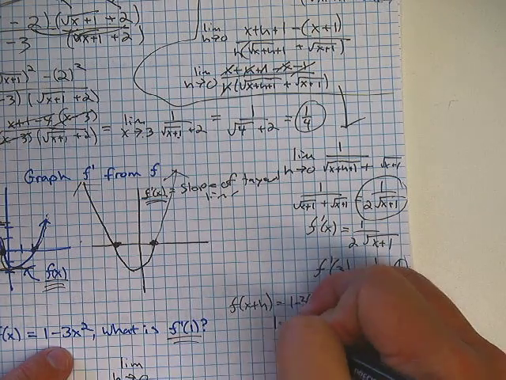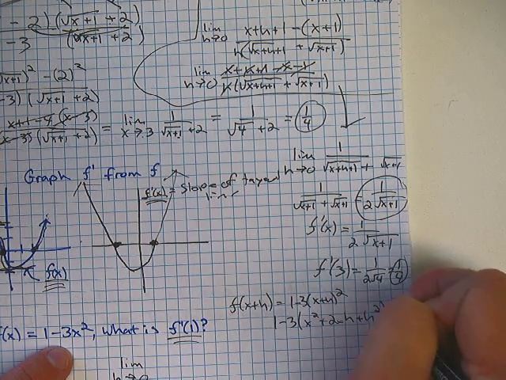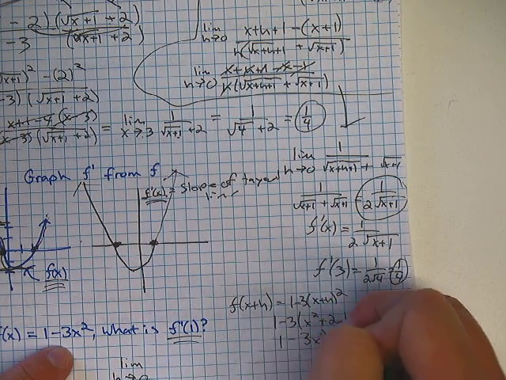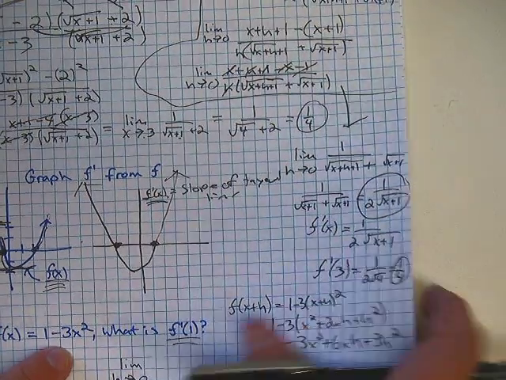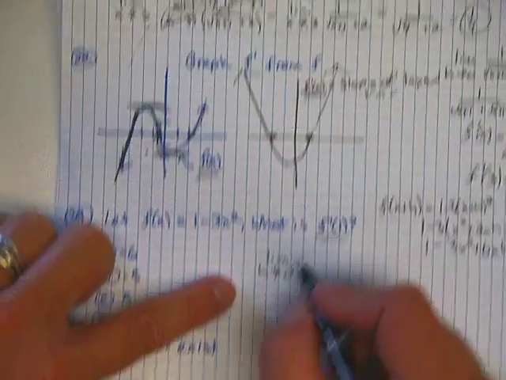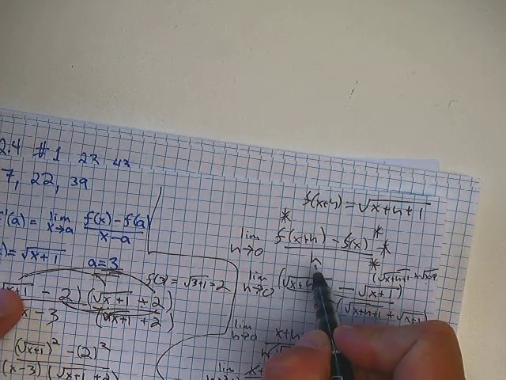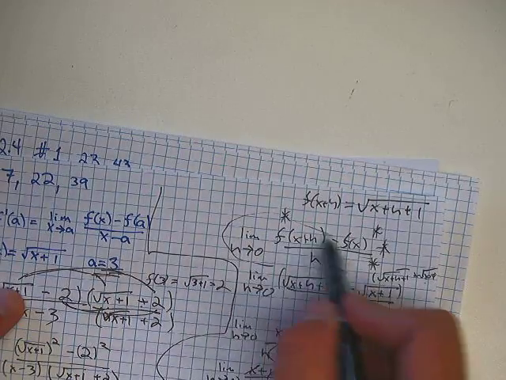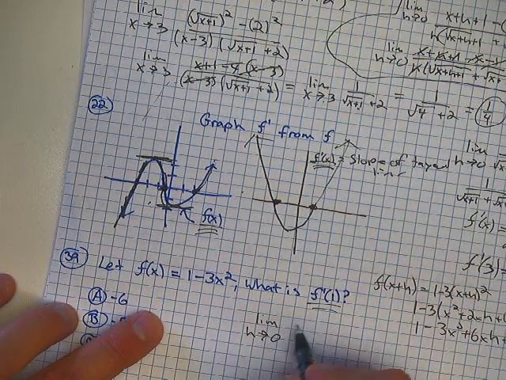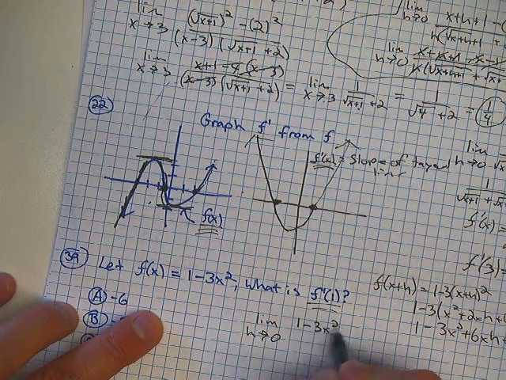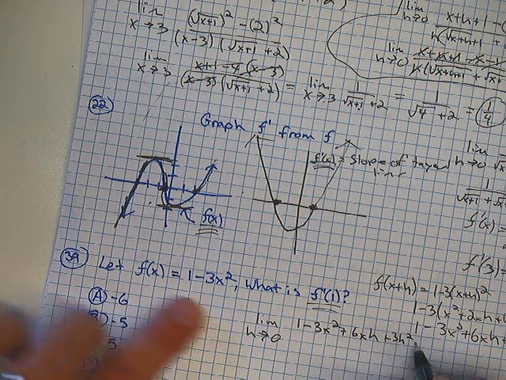F of x plus h, so we'll plug in x plus h into here. And 1 minus 3 times x plus h squared. 1 minus 3 times x squared plus 2xh plus h squared. 1 minus 3x squared plus 6xh plus 3h squared. Perfect. So that's our f of x plus h. So remember, we're using this formula, f of x plus h minus f of x divided by h. You can pause it right there if you need to write that down. That's an important formula.